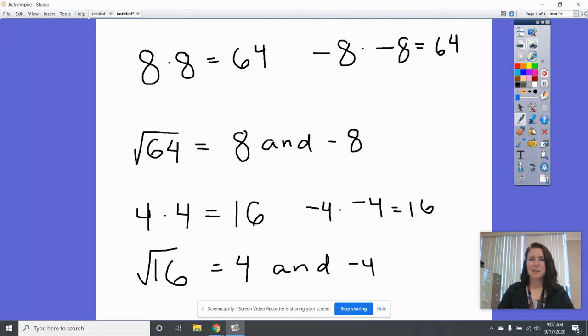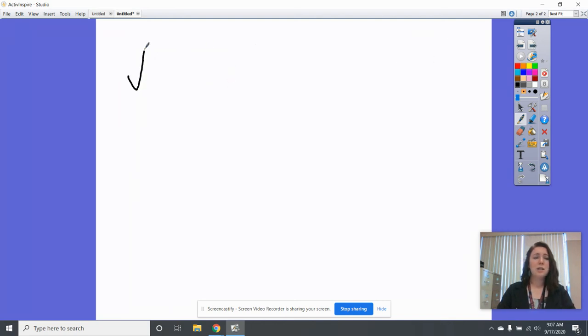Let's go ahead and practice that a little bit. If I ask you, what is the square root of 100? Well, you might already know, 10 times 10 is 100, so you might write down 10. Or if you didn't know that, you type it in your calculator, square root of 100 equals 10. But we know 10 times 10 is not the only thing that equals 100. Negative 10 times negative 10 is also 100. So we have to write 10 and negative 10.